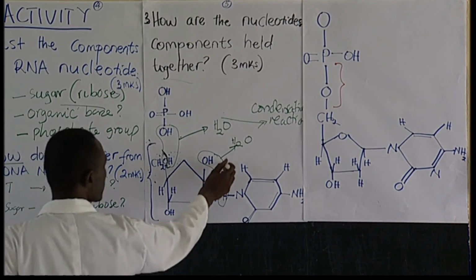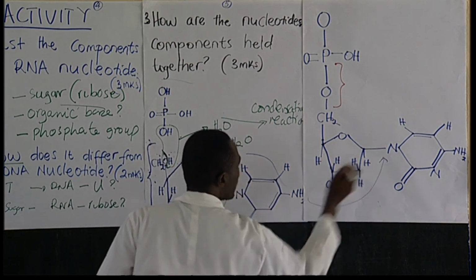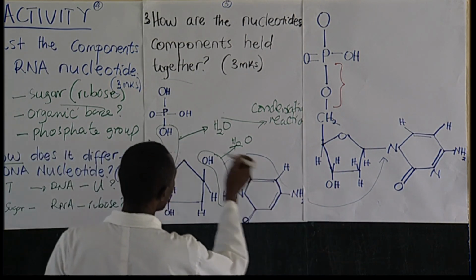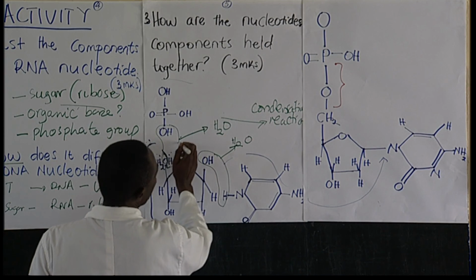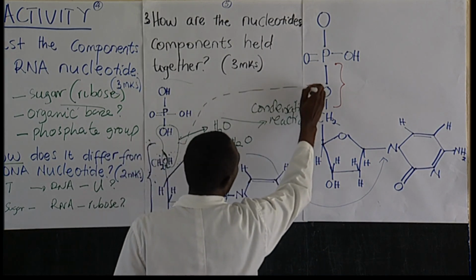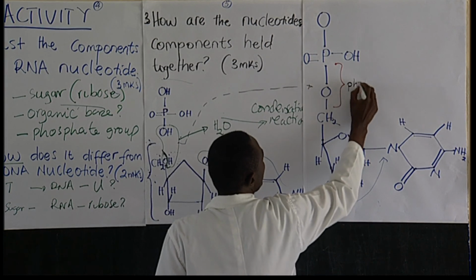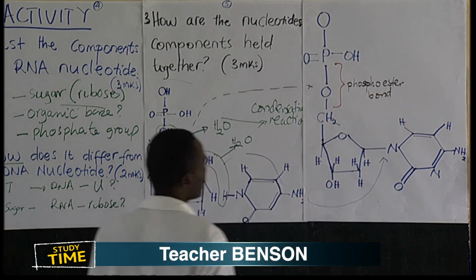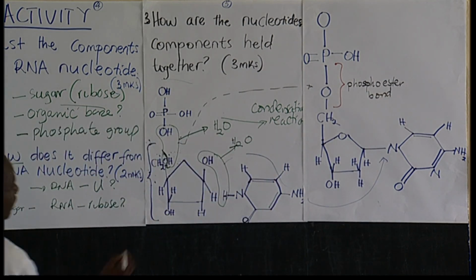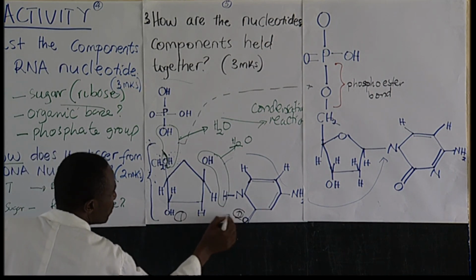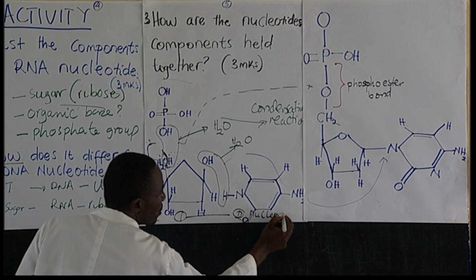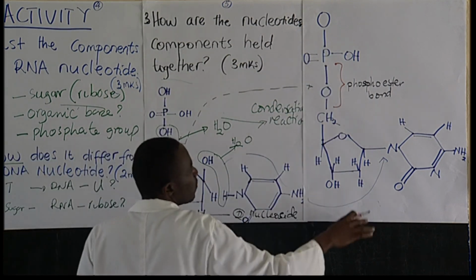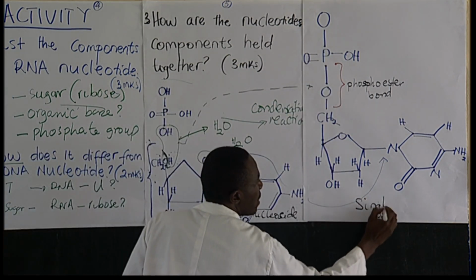So we look at this taking us here. Sorry, let me use another marker. And this taking us here. So we have this as a phosphoester bond. And then having this as 1 plus 2 forming our nucleoside. So we get a nucleoside and we add a phosphate group and then we form our single nucleotide.